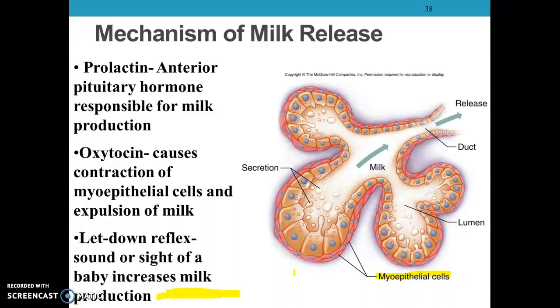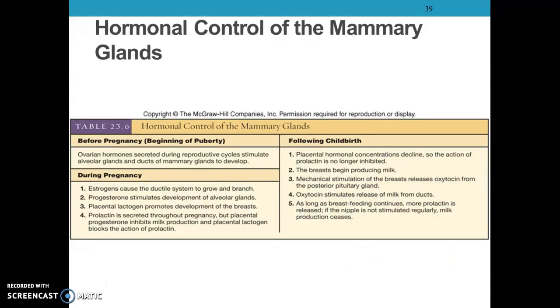Another thing the letdown reflex has to do is when the nipples are stimulated, that causes the release of oxytocin too. So the reason that would be important is when a child is suckling, that's going to stimulate the nipples, and that causes oxytocin to be released, which causes the milk to be expelled, which is in response to the child suckling on the nipples. All right, so that's milk production. There's a control of the hormones, so you can go through and read those, but we'll finish up with the next part after this.